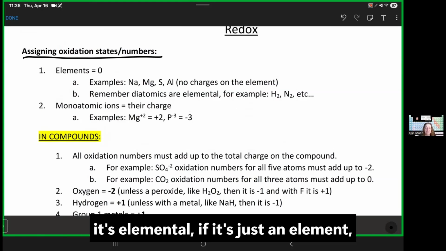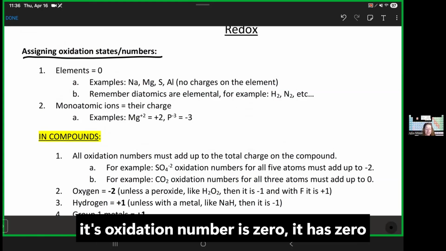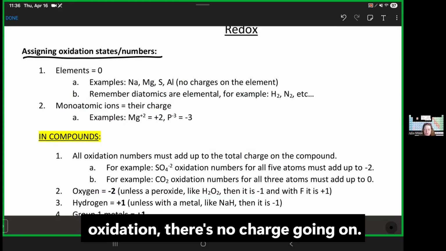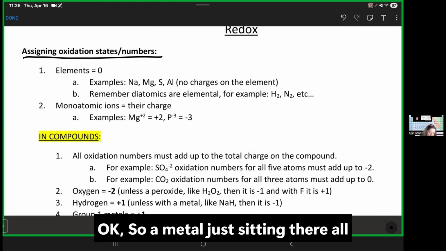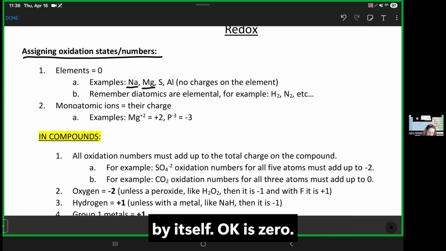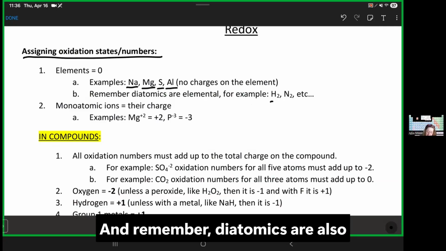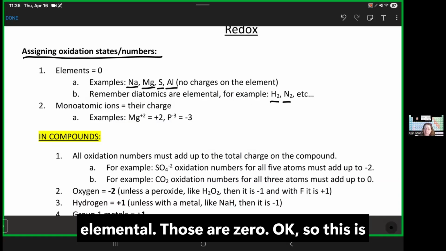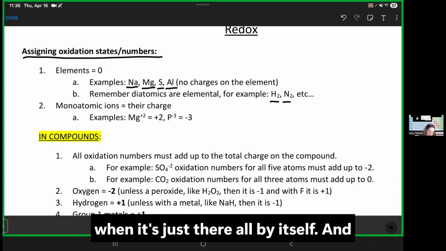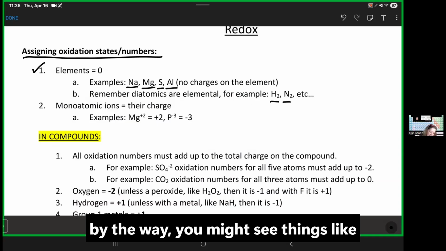If it's elemental, if it's just an element, its oxidation number is 0. It has 0 oxidation. There's no charge going on. So a metal just sitting there all by itself is 0. And remember, diatomics are also elemental. Those are 0. This is when it's just there all by itself.